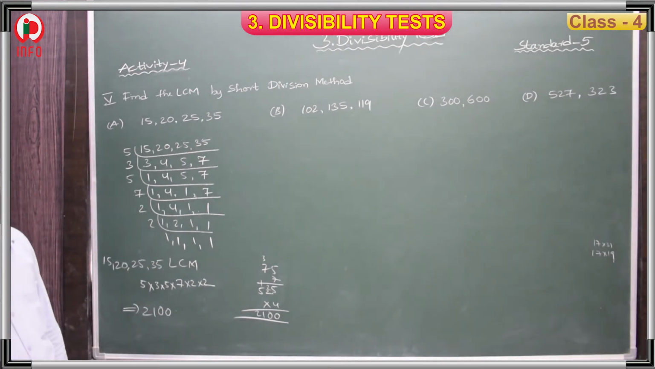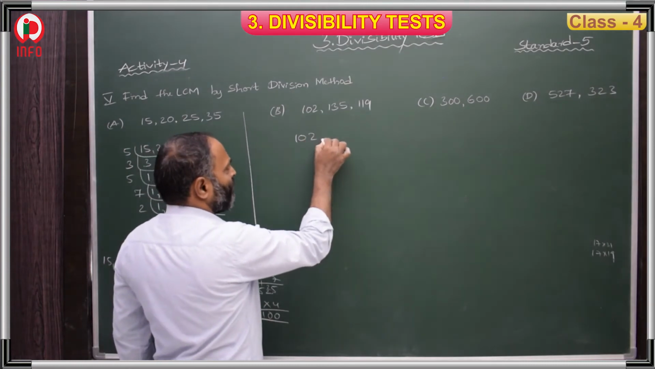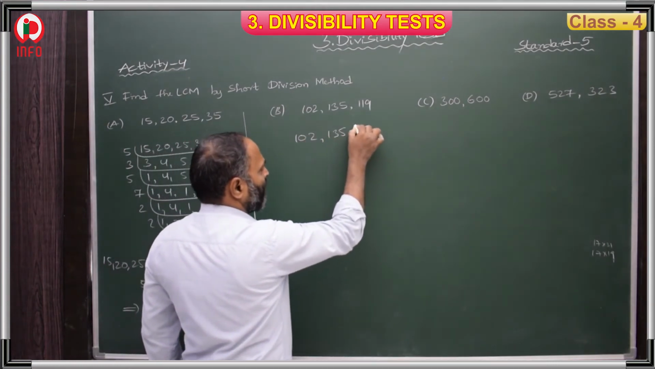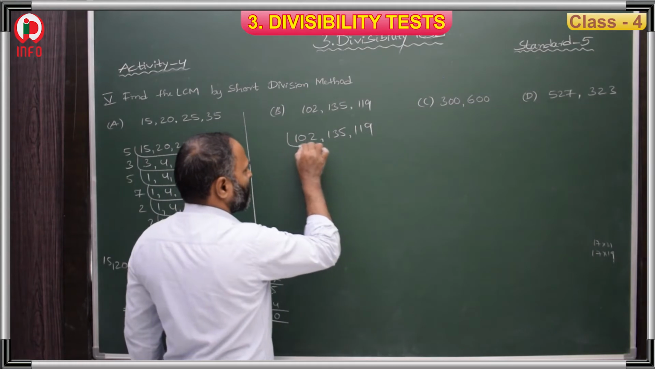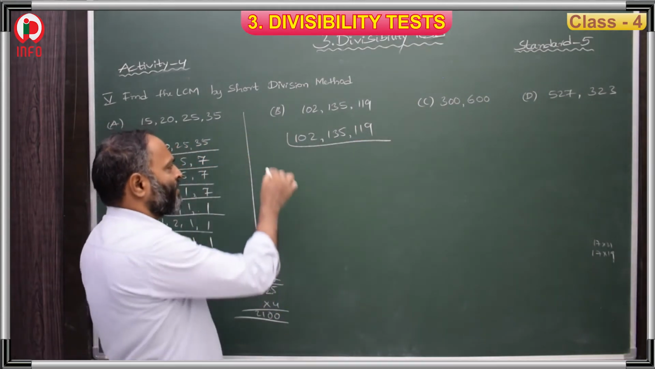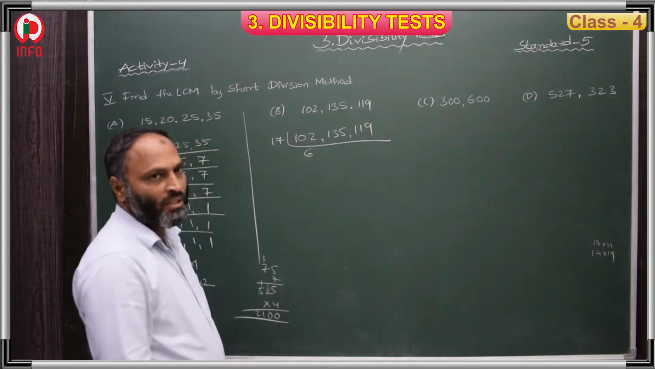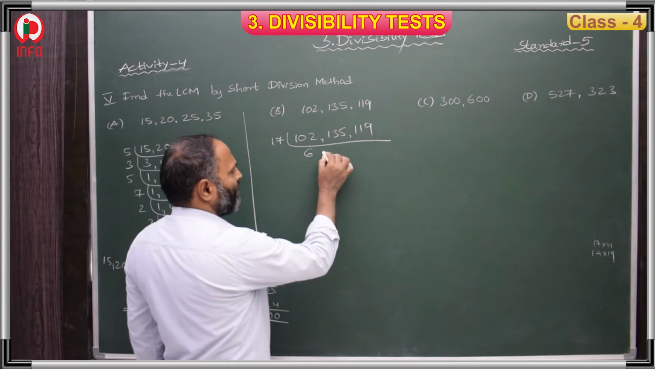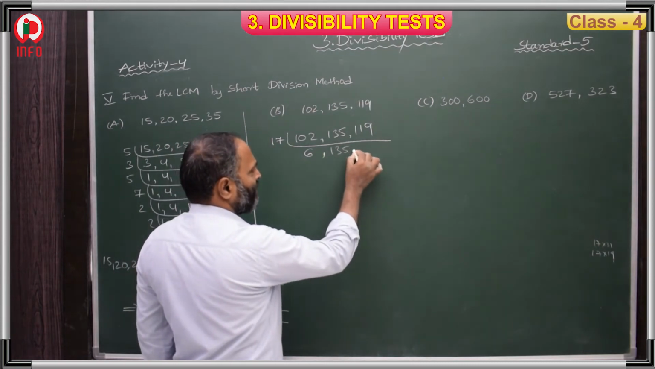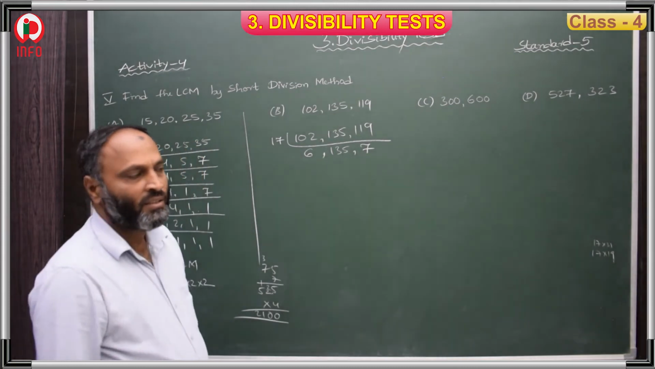2100 is the LCM. Next, 102, 135, 119. 102 and 119 will be divided by 17. 17 sixes are 102, and 135 as it is. 119: 17 sevens are 119.